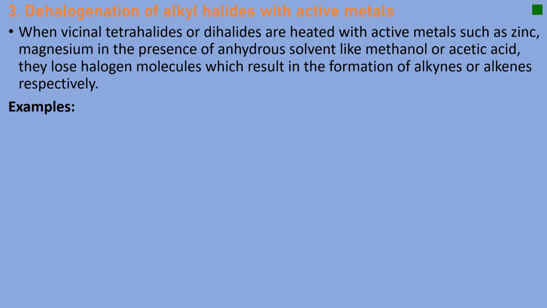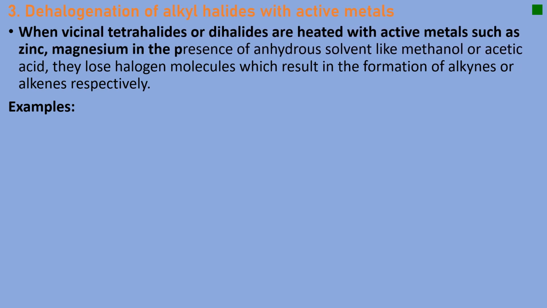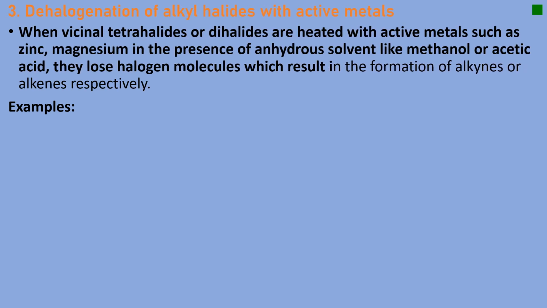The third elimination reaction is the dehalogenation of alkyl halides with active metals to give alkynes or alkenes. When vicinal tetrahalides or dihalides are heated with active metals such as zinc or magnesium in the presence of an anhydrous solvent like methanol or acetic acid, they lose halogen molecules, which results in the formation of alkynes or alkenes respectively.